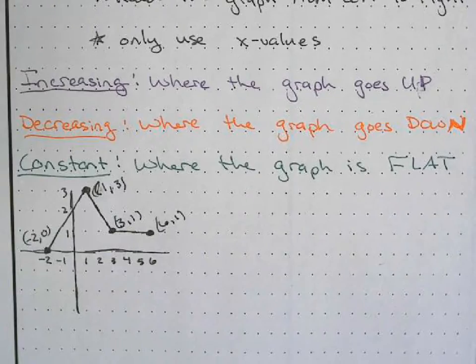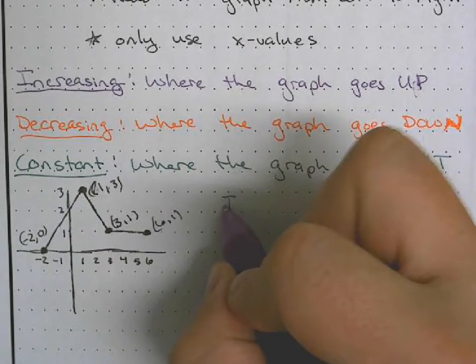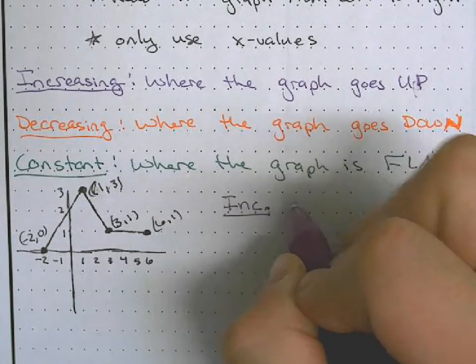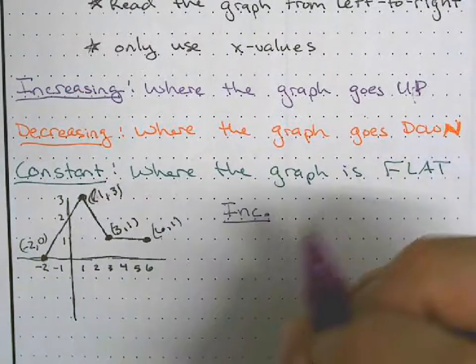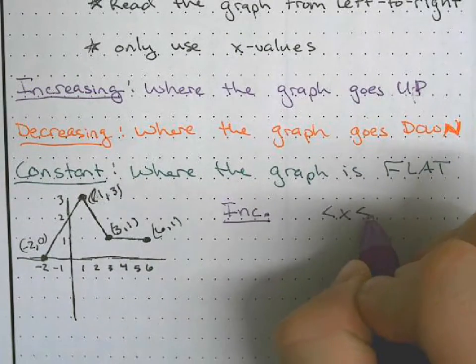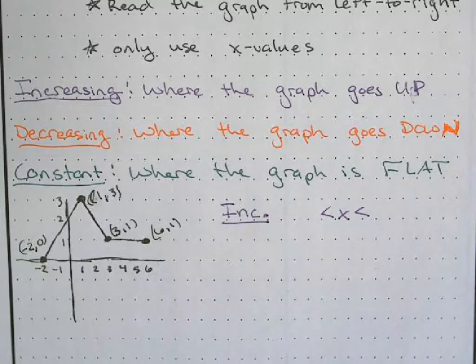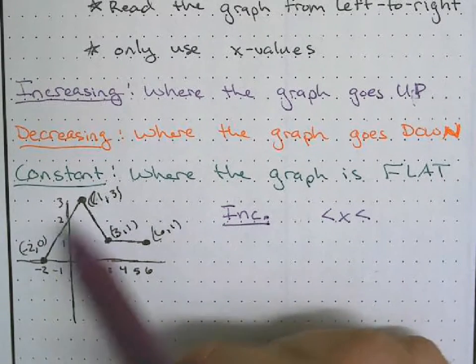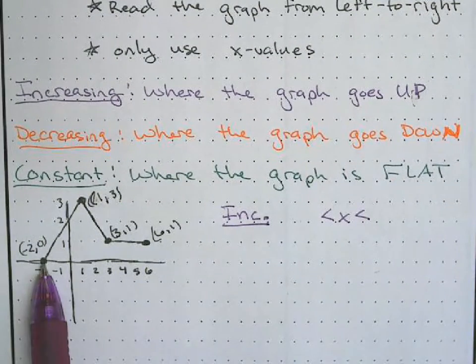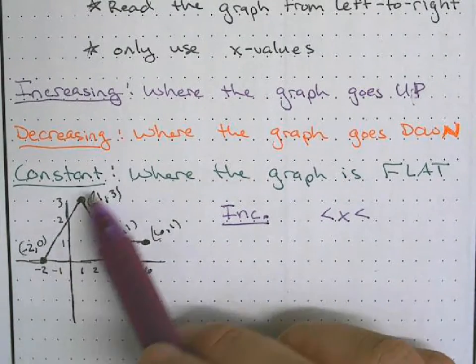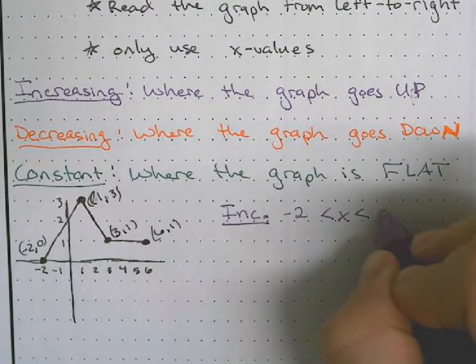Okay, so let's see if we can identify some of these places. So increasing, I'm using I and C for increasing. And we're always going to only use our x values. So it's going to look just like our domain every time. So increasing, where is the graph going up? Tell me the x value where it starts and where the x value ends, where the graph is going up. So it's going up on this part right here from left to right. And then I'm starting at negative 2, and then I stop going up when I reach 1, because I'm only looking at x values. So negative 2 to 1.